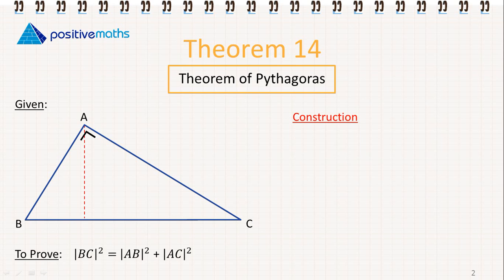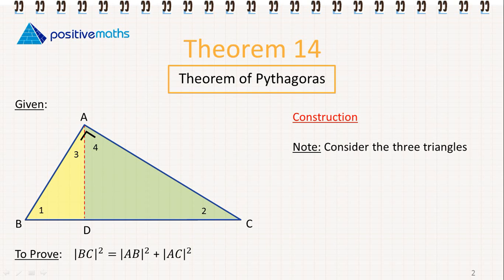Our construction: we draw a perpendicular line from A down to BC. This creates two new triangles. Our perpendicular line AD creates the triangles ABD and ADC. We've shaded these in yellow and green so we can distinguish between the two. We're also labeling our angles. The angle at B we've labelled 1. The angle BAD is 3, DAC is 4, and ACD is 2.